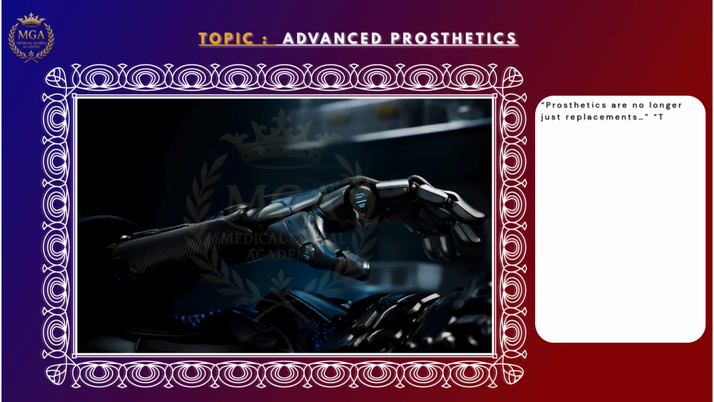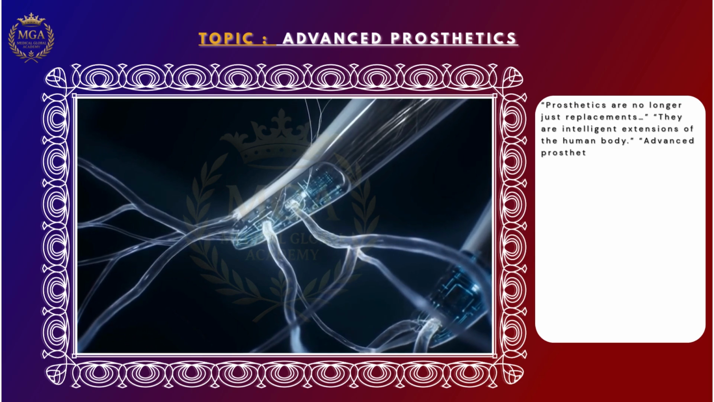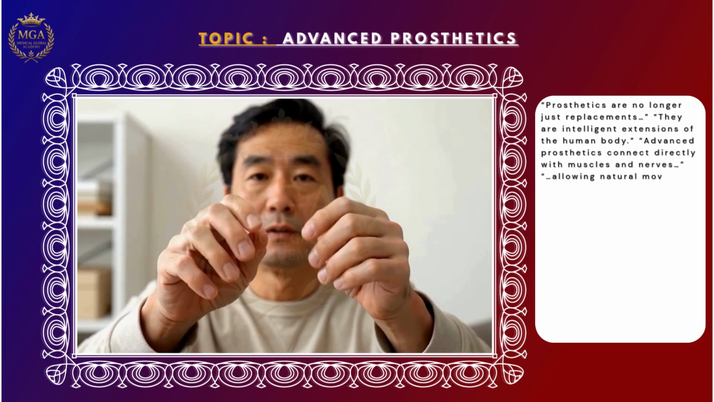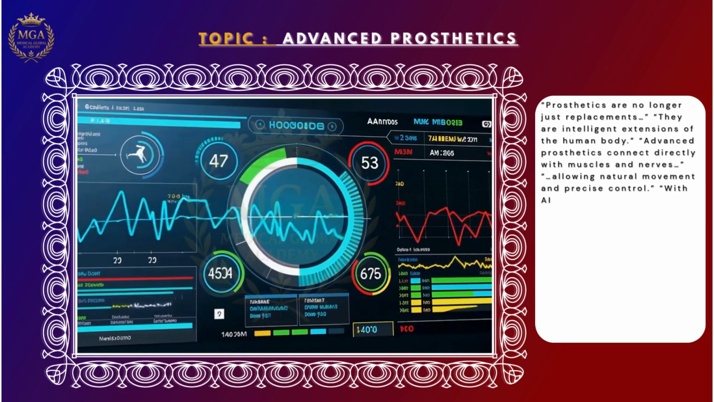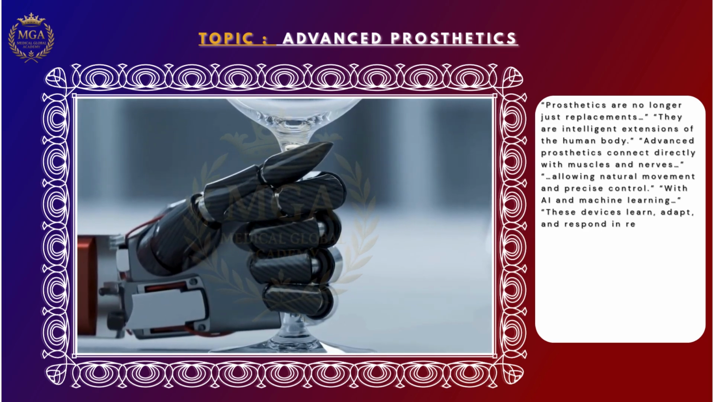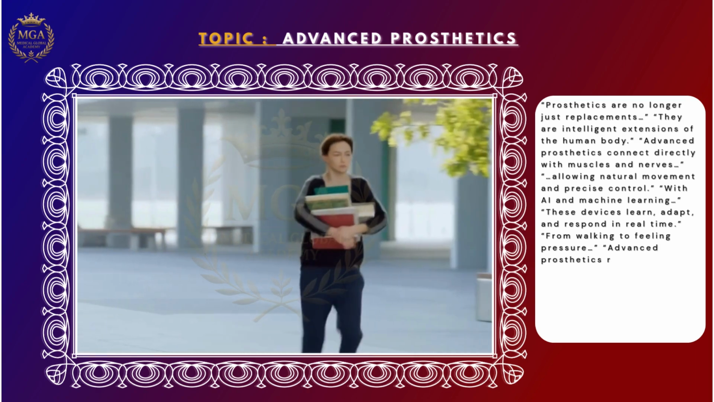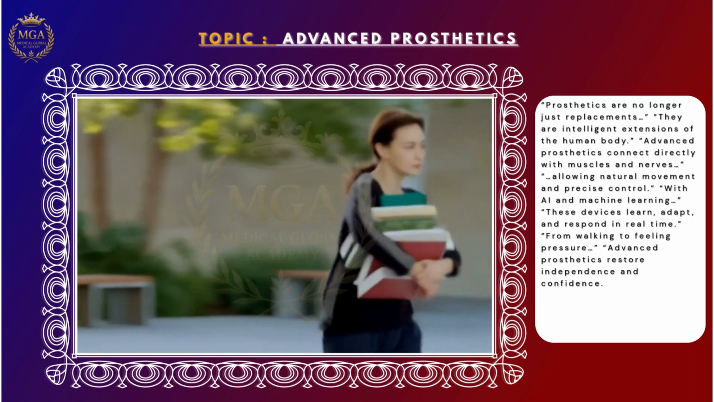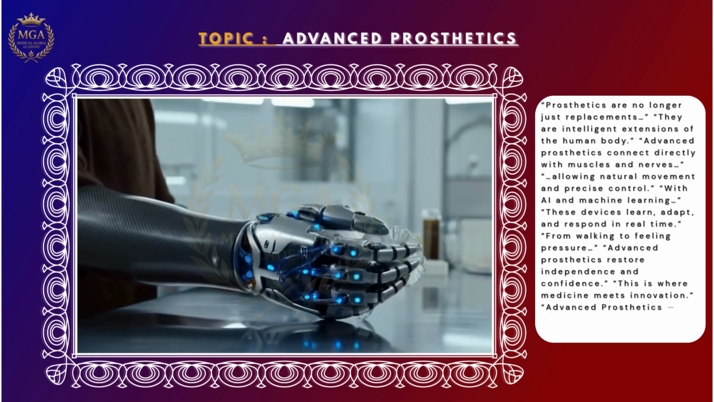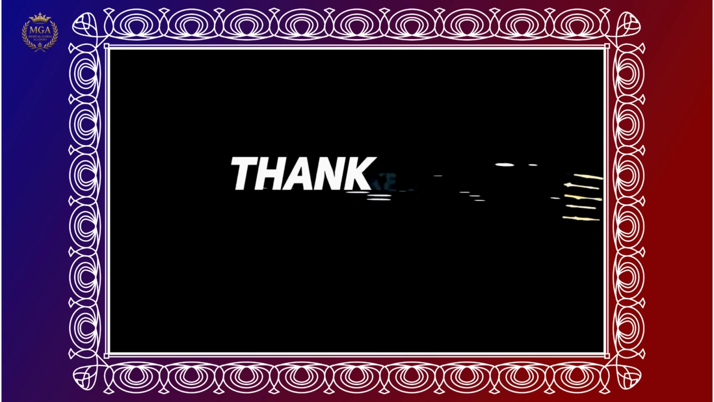replacements. They are intelligent extensions of the human body. Advanced prosthetics connect directly with muscles and nerves, allowing natural movement and precise control. With AI and machine learning, these devices learn, adapt, and respond in real time. From walking to feeling pressure, Advanced prosthetics restore independence and confidence. This is where medicine meets innovation. Advanced prosthetics, rebuilding lives, one movement at a time.